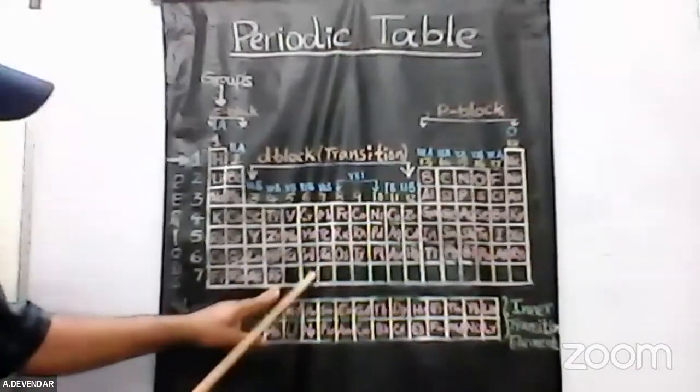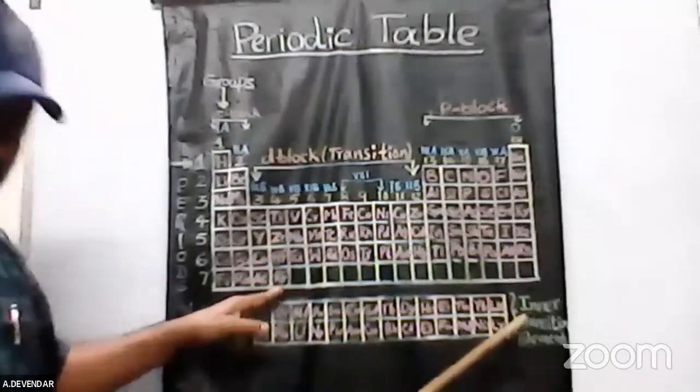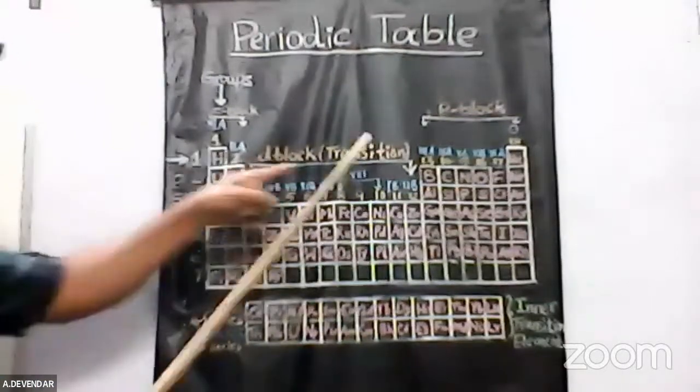This is the old modern table. The remaining elements are newly discovered ones. These are the newly discovered ones, filling whatever spaces are available. These are the d-block elements. The d-block elements are also called transition elements.